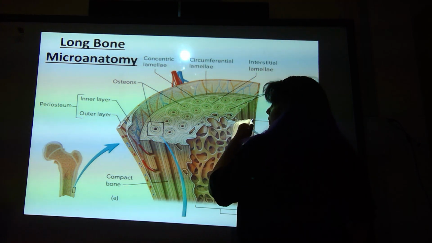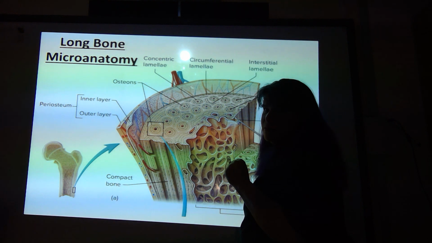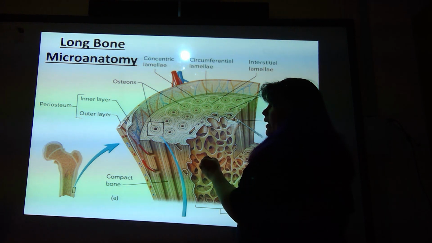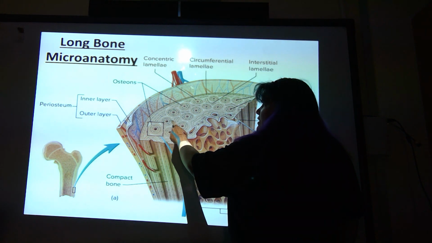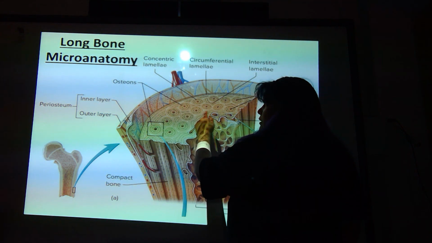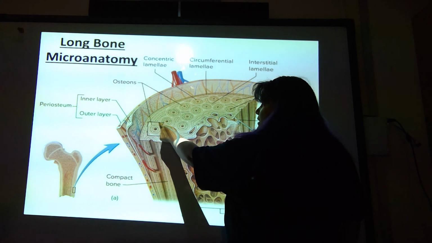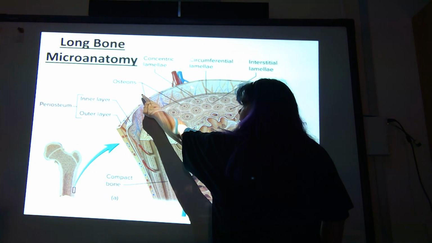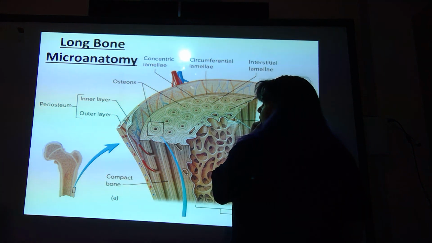Look at the shape. They're columns. They are still columns, holding weight and really good at bearing weight, but you still have spaces in here too, okay? These little units that look like bullseyes are called osteons, okay?